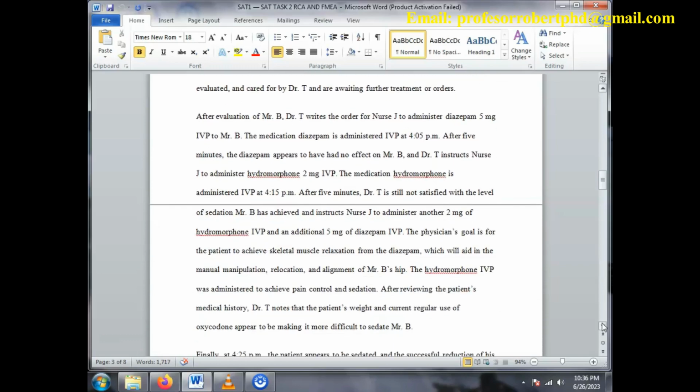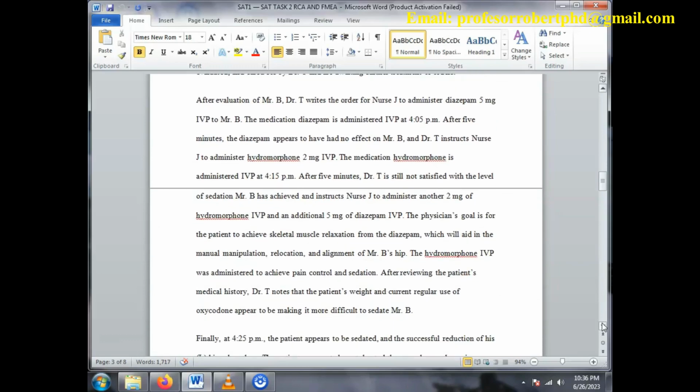After evaluation of Mr. B, Dr. T writes the order for Nurse J to administer diazepam 5 mg IVP to Mr. B. The medication diazepam is administered IVP at 4:05 p.m. After 5 minutes, the diazepam appears to have had no effect on Mr. B, and Dr. T instructs Nurse J to administer hydromorphone 2 mg IVP. The medication hydromorphone is administered IVP at 4:15 p.m.